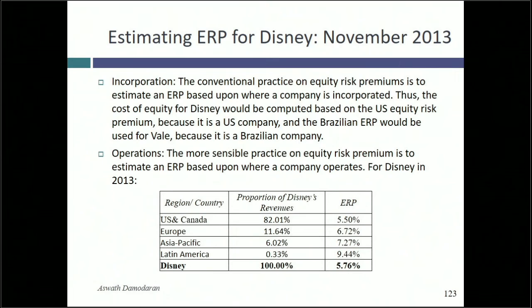That would be very nice. If I could do that for Disney, I'd just use the US equity risk premium. It's incorporated in the US, its headquarters are in Burbank, California. So you could say, hey, it's a US company, I'll use the US equity risk premium. But Disney is not a US company, it's a global company that through the accident of history happens to be incorporated in the US. If you look at their breakdown of revenues, they break their revenues down by region. You have to take the information you have, not look for information you wished you had.